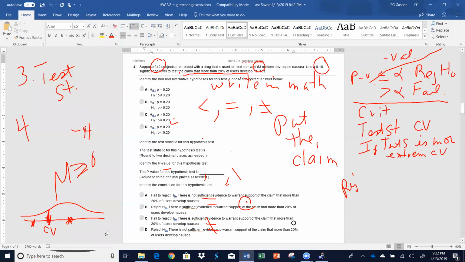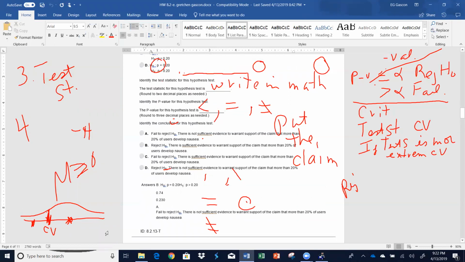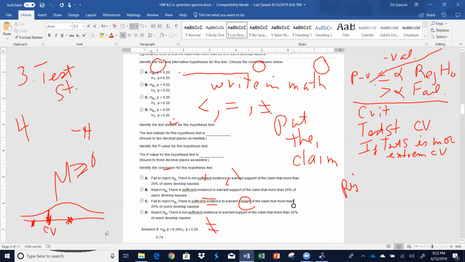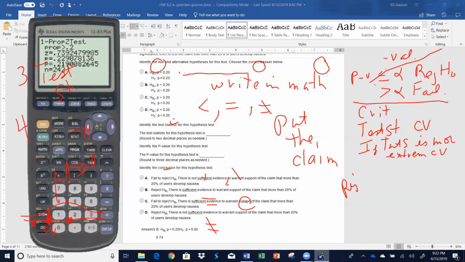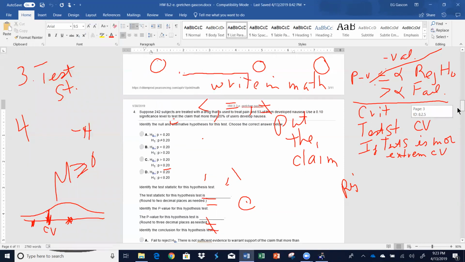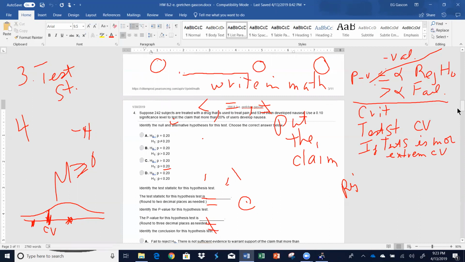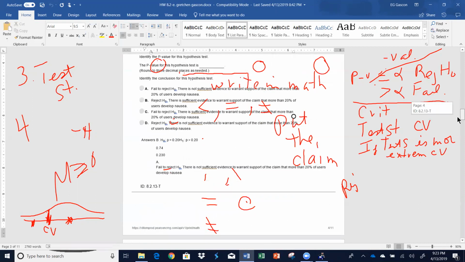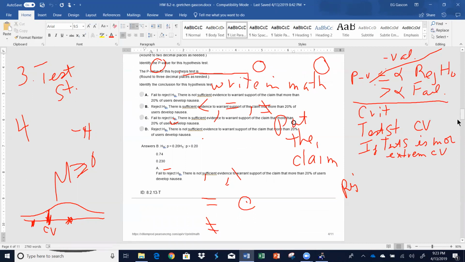Okay, and so the answer then, we get to the piece of whether we fail to reject or what. Well, the p-value is 0.23, okay? And we look at our 0.23 and we look at our significance level, which is 0.1. So 0.23 is more than. So I come over here, it's more than, so I fail to reject. So my answer has got to be either A or C.